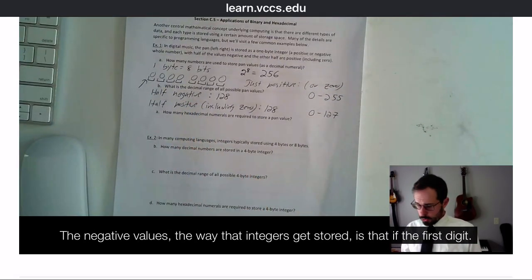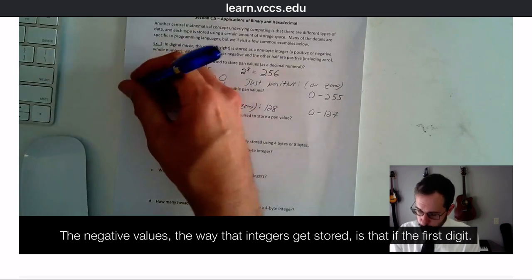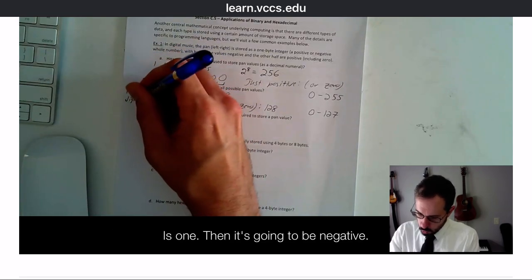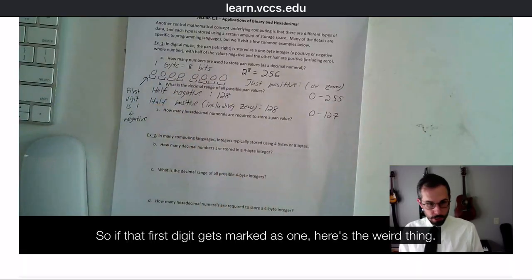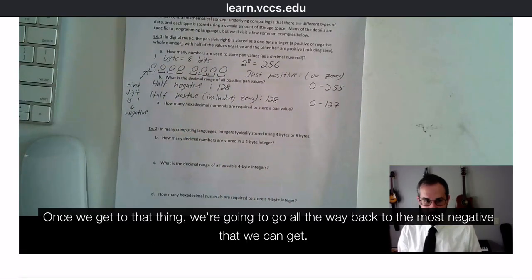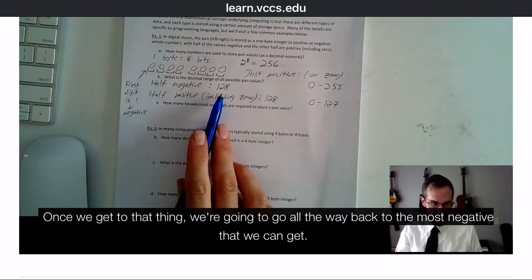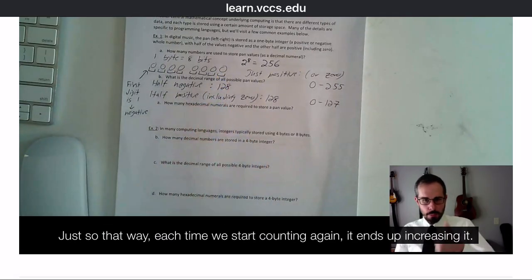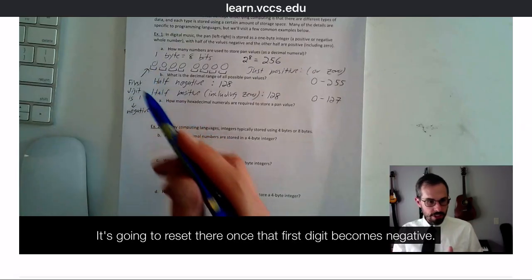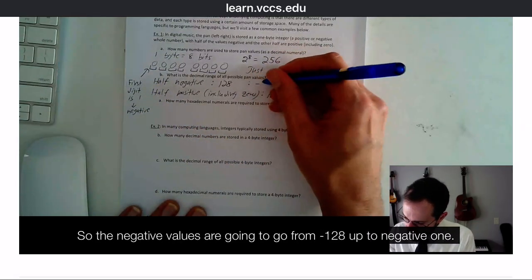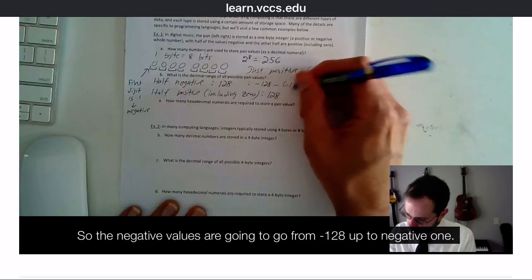Now the negative values, the way that integers get stored is that if the first digit is 1, then it's going to be negative. So if that first digit gets marked as 1, here's the weird thing. Once we get to that thing, we're going to go all the way back to the most negative that we can get, just so that way, each time we start counting again, it ends up increasing. But it's a weird thing that happens when we get to the maximum value. It's going to reset there once that first digit becomes negative. So the negative values are going to go from negative 128 up to negative 1.